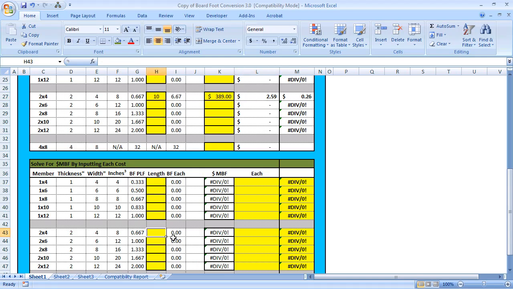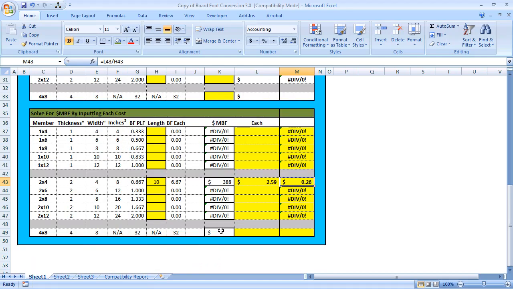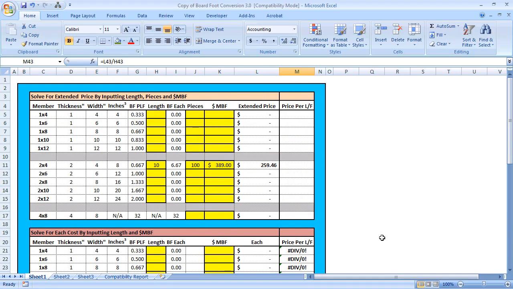And then lastly, let's take that same 2x4 by 10 and input the each cost. Let's just say they're $259. This must have gotten caught up in the rounding, but there's still 26 cents a linear foot, and that goes into $388,000. So that's just a few different ways that you can work with board feet with this template.